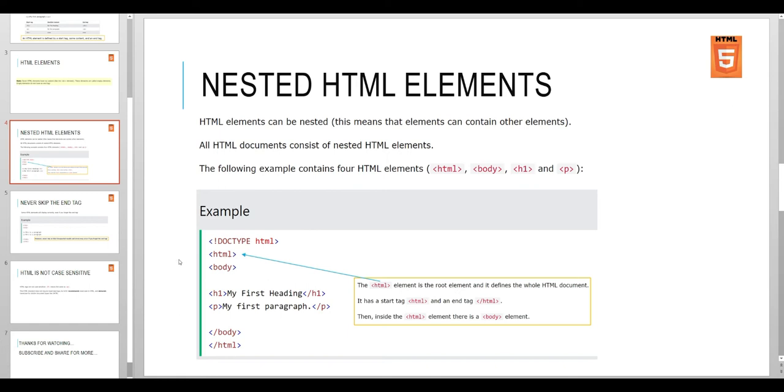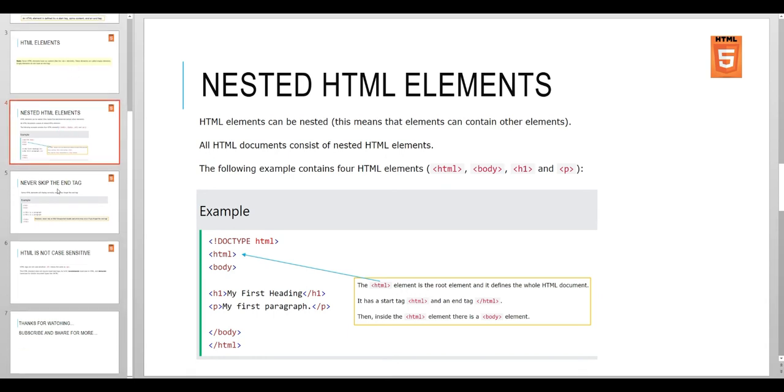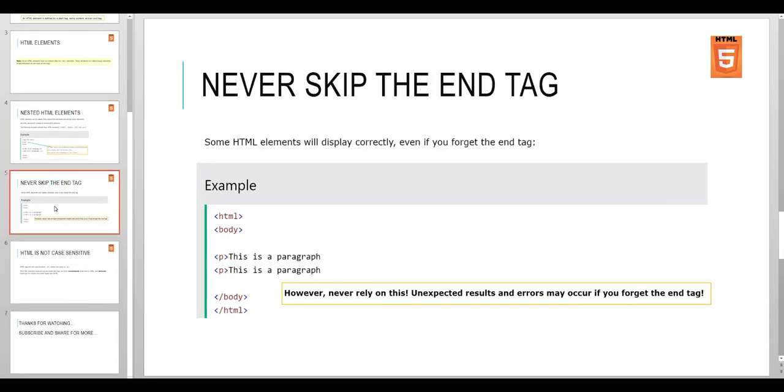So I think now you understand what it means to be nested, because the whole HTML document is covered by this root element, which is html, which starts at the start of the document and ends at the end of the document, and everything is within it. So all other elements are nested inside this html tag. Okay. Next we see never skip the end tag.